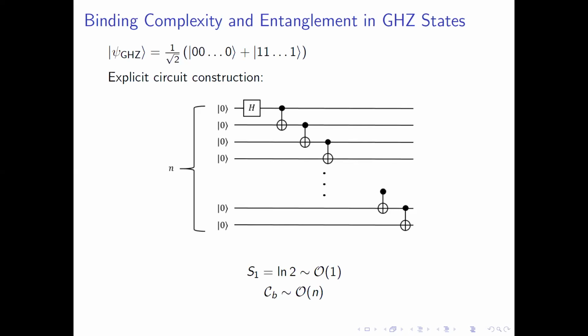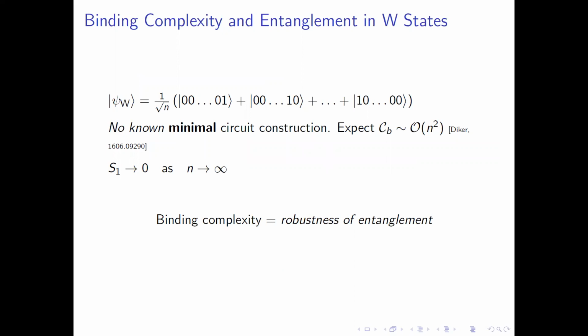So let's look at the other class of states, the W class, again generalized to n parties. Unlike the GHZ state, there isn't a known minimal circuit construction. There are known circuit constructions. For example, one was provided by Dijkstra in this reference. And they require order n squared entangling gates.